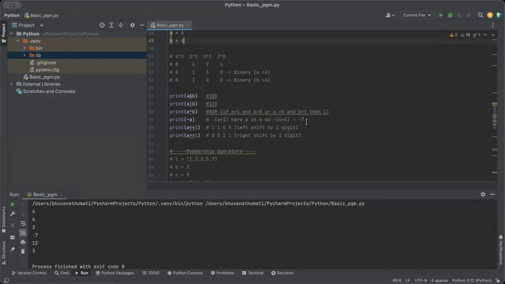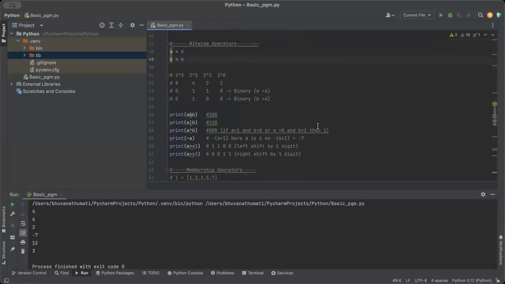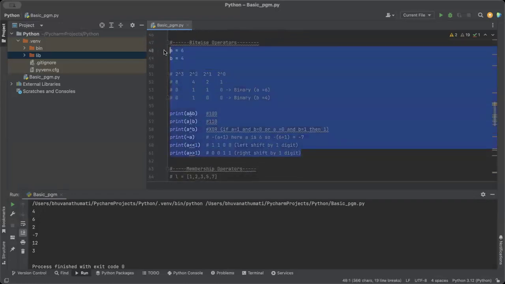For not, I'm using formula. So -7. So 1, 1, 0, 0. So 1, 1 is here. So 8 plus 4 is 12. 0, 0, 1, 1. So 2 plus 1, 3. 3 is the output. This is all about bitwise operators.